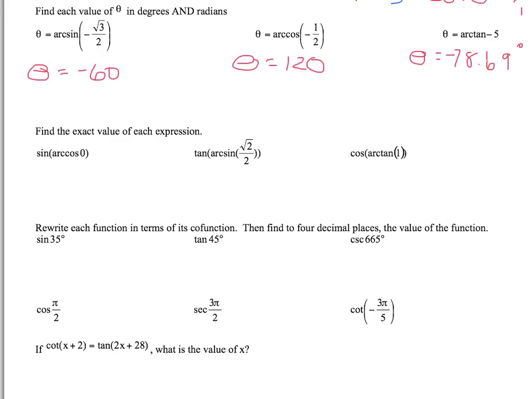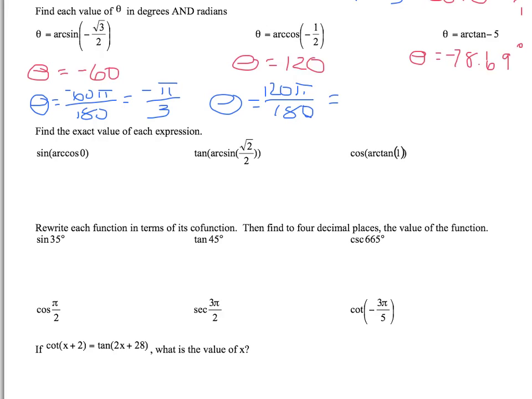For the radian value, if I want the exact radian value, we can practice converting these to radians. You take negative 60, you multiply by pi, and divide by 180. We talked about this just recently. You type negative 60 divided by 180 in your calculator and change it to a fraction. It's negative 1/3, so negative pi over 3. I can do the same thing with 120. Multiply by pi, divide by 180. And then reduce the fraction to 2 pi over 3.